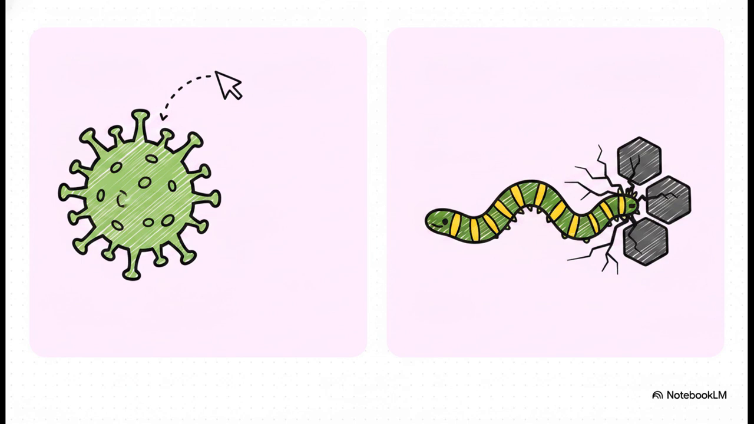A worm, on the other hand, completely different beast. A worm is autonomous and self-replicating. It doesn't need a carrier, and it sure doesn't wait for you to execute it. Instead, it actively scans for and exploits vulnerabilities and backdoors in operating systems to spread like wildfire across the network.